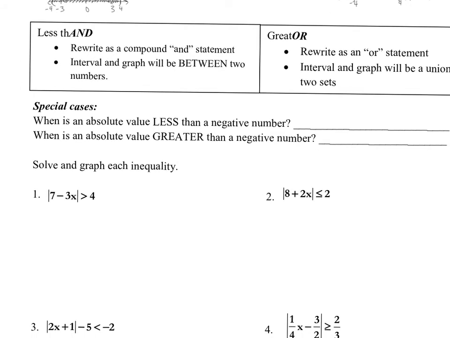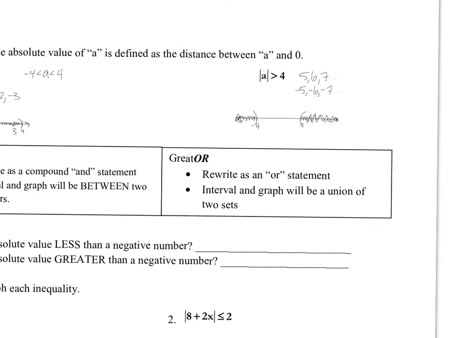And so this first problem is a greater problem because this sign is a greater than sign, which means I am focusing on this section. So I already know what my graph's going to look like. For all the greater questions, my graph looks like this. I'm going to shade left and right forever. I just need to figure out how to get those numbers.